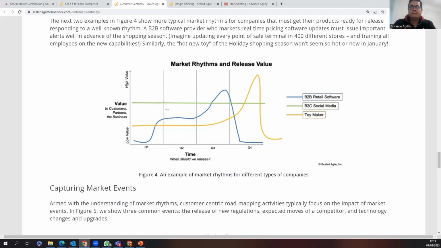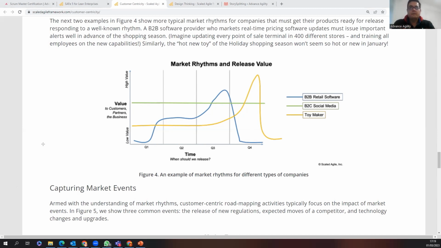So this is the release window for your B2B retail software. And this is the release window for your toys, because in December, people buy a lot of gifts, etc. So when launching the product, not only the product is important, but when we are launching the product is another important thing that we have to be very careful about.